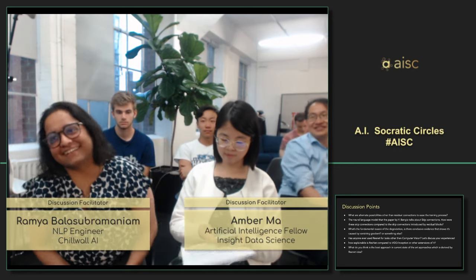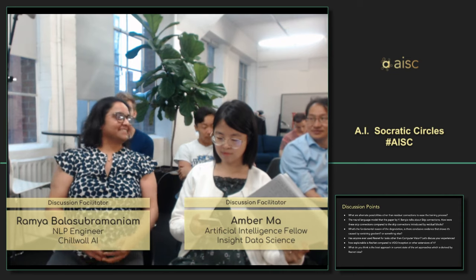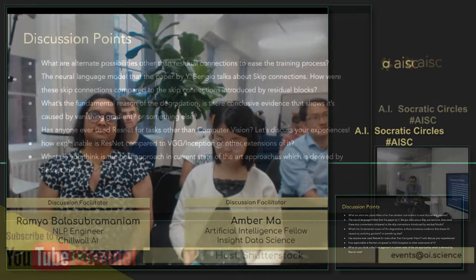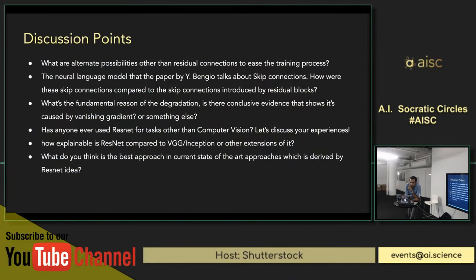I guess Amber had a point about what's the fundamental reason for the degradation. Is there conclusive evidence that shows it's not caused by vanishing gradient or something else? I don't remember what the paper said, but they pointed to evidence. I think the third section has it, where they have shown that degradation is happening, but the parameters are not tending to zero. Vanishing gradient was not observed.